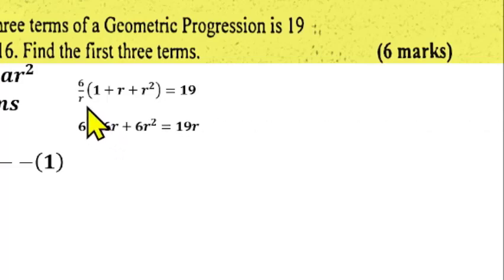Then from there, what can we do? We can open the bracket by multiplying through by r. If you multiply this one by r, it will take care of r, then we have 19r. Then we open the bracket: you have 6 plus 6r plus 6r squared equals 19r. Then we can take this one to this side so that it can now give us a quadratic equation to solve. So we'll be having 6r squared minus 19r plus 6r will give us minus 13r plus 6 equals 0.